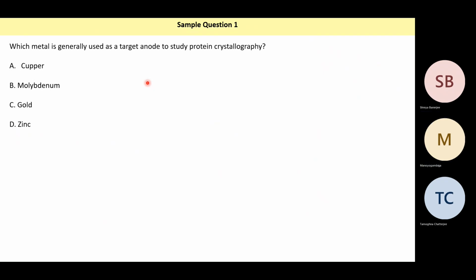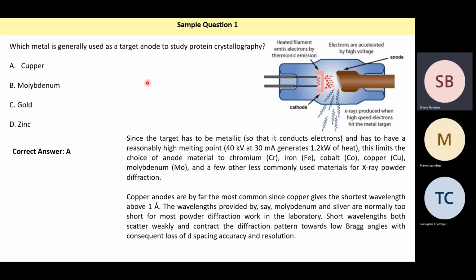Copper. Yes, that is correct. So the correct answer is A, copper. And so I'll discuss it now. So why copper? Since the target has to be metallic so that it conducts electrons, it has to have a reasonably high melting point, because you are having thermionic emission of electrons. So it has to be heated substantially, and so the metal has to have a significantly high melting point.